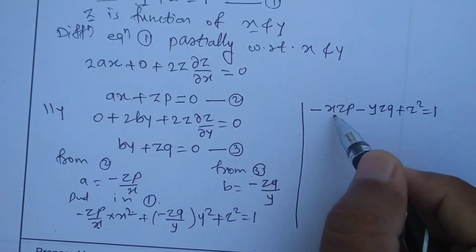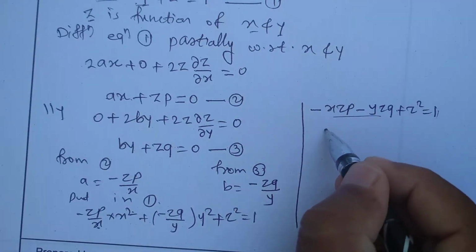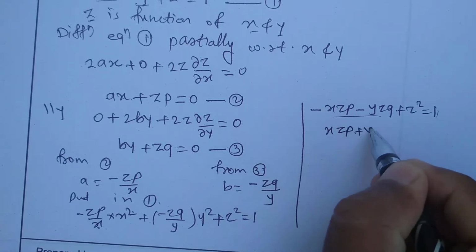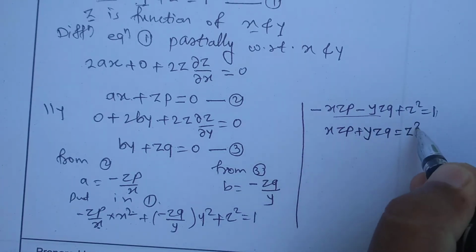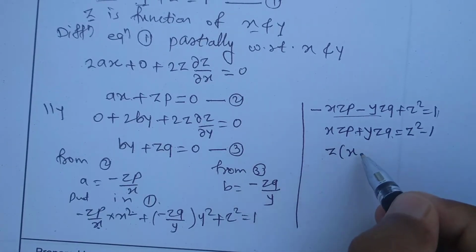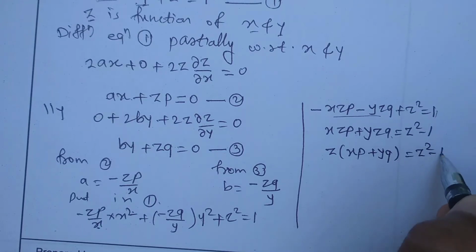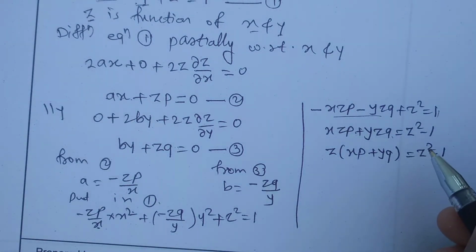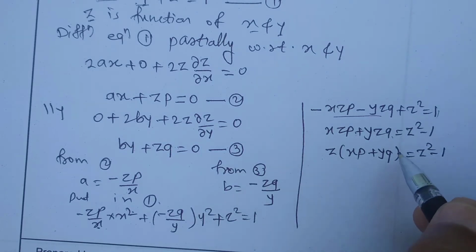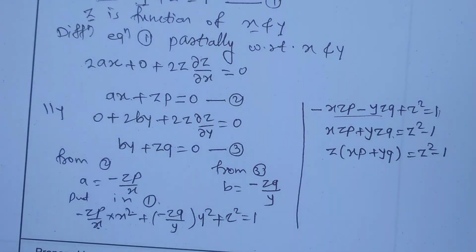So these two terms go to the RHS and this one comes to the LHS. You will get xzp plus yzq equals z square minus 1. Taking z common, you will get z into (xp plus yq) equals z square minus 1. So this is our final answer, that is the required partial differential equation, that is the formation of the partial differential equation.